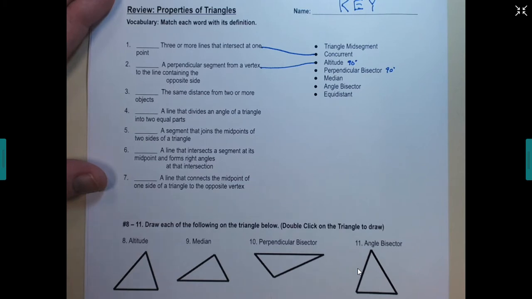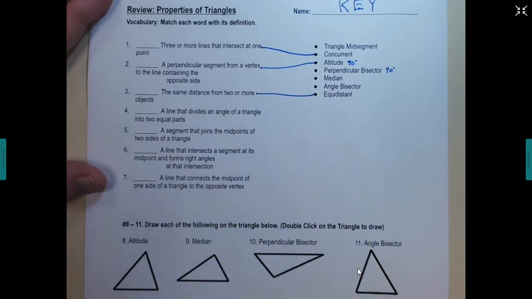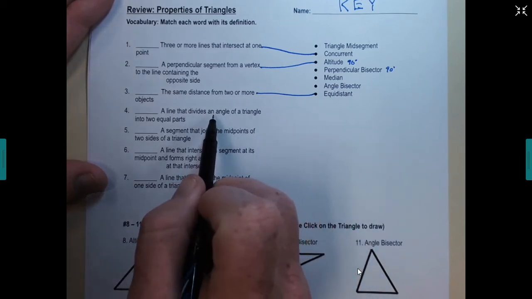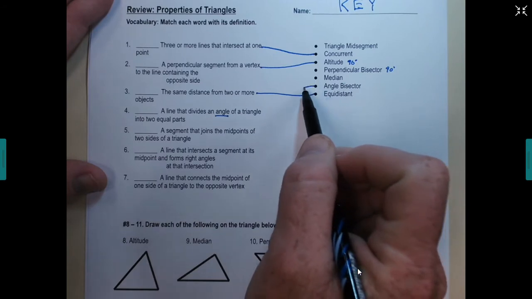The same distance from two or more objects. That is equidistant. A line that divides an angle in half into two equal pieces. That is an angle bisector.